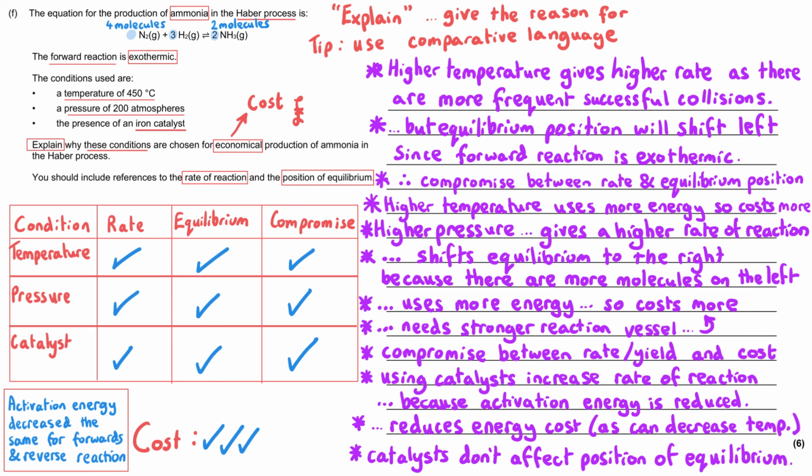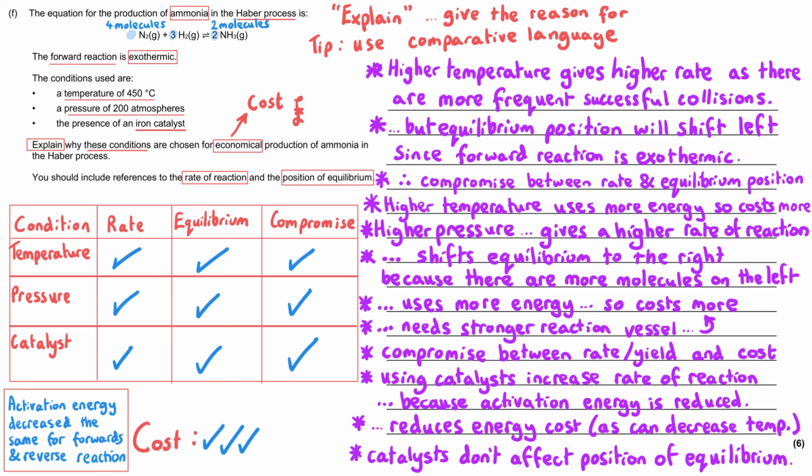And so you can see here I've made quite a few separate points that I've marked as bullet points. I've absolutely hit every condition and I've hit every aspect of every condition. In reality, you probably wouldn't need to say all of these bullet points to get all 6 of those marks.